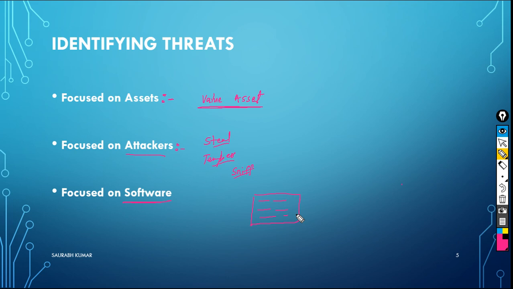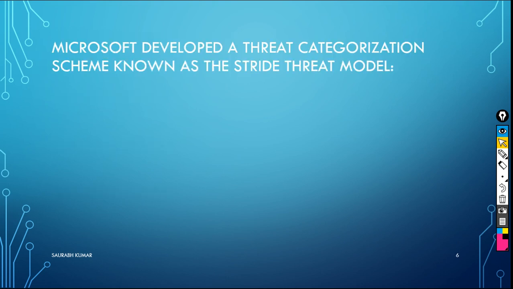Now another thing is, when attempting to inventory and categorize threats, it is often helpful to use a guide or any kind of reference. So what kind of guide or reference can a security professional use? For that I am going to give a name here, and that name is STRIDE. Microsoft developed a threat categorization scheme which is known as STRIDE. Here you can see it looks like a big name, so let me list what each letter means.